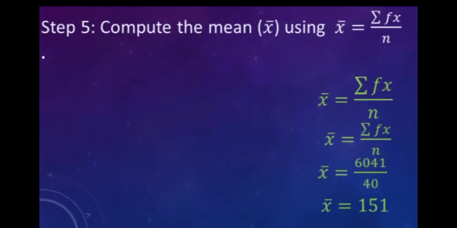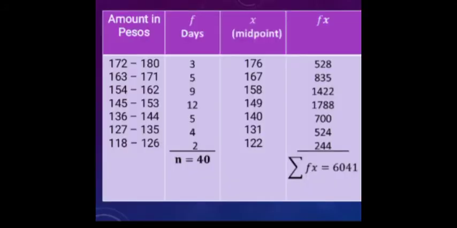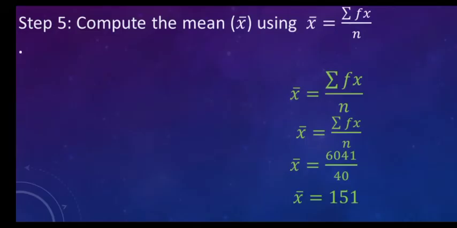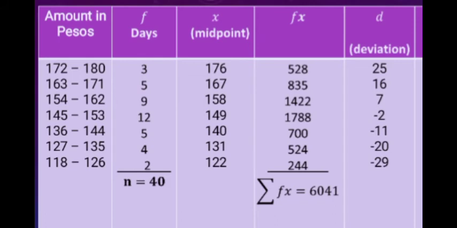The fifth step that we are going to do is to compute the mean. Using the formula, mean is equal to the summation of fx over n. And in our data, the sum of our frequency or the days is 40, and that is our n, and the summation of fx is 6041. So we will be needing those values in computing the mean. Substituting the values in our formula, that is 6041 divided by 40, our n. So our mean now is 151. So we have already computed the mean.